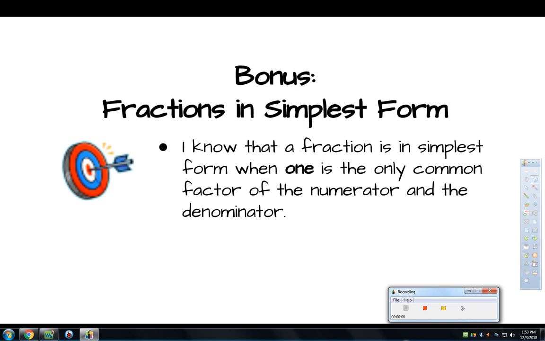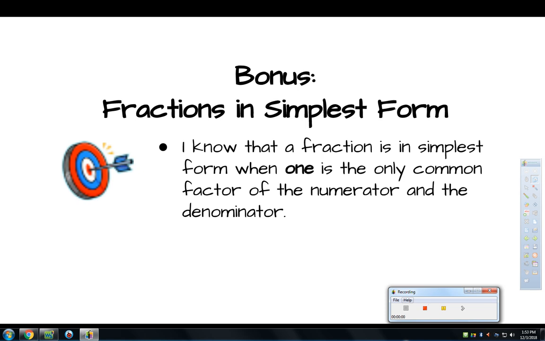The second section here in topic 7 is another bonus, and it's talking about fractions in simplest form. You know that a fraction is in simplest form when 1 is the only common factor of the numerator and the denominator. I'm going to talk about simplest form really quickly. Simplest form is one of those things where you're not wrong if you don't use simplest form, but you're not the most correct you could be.